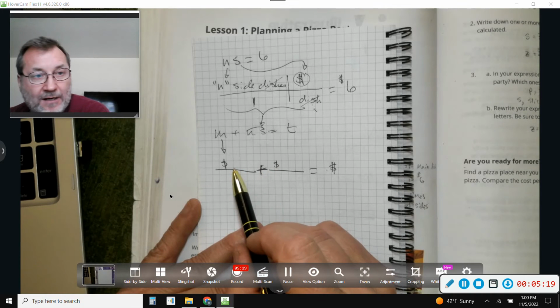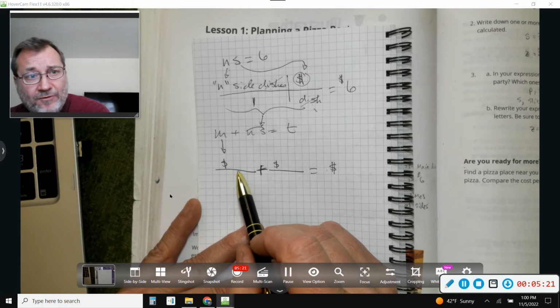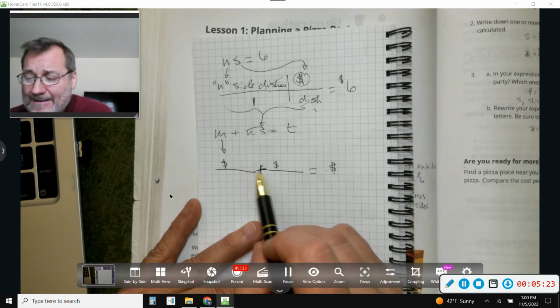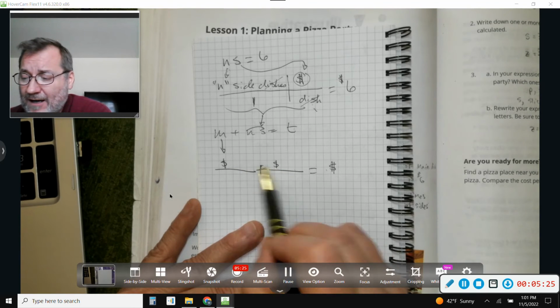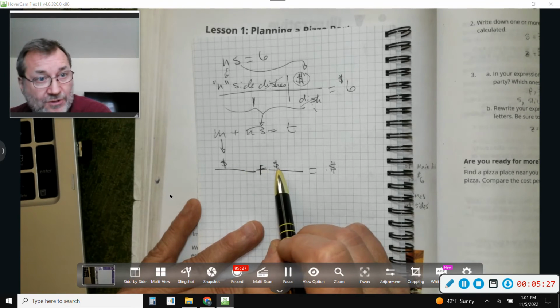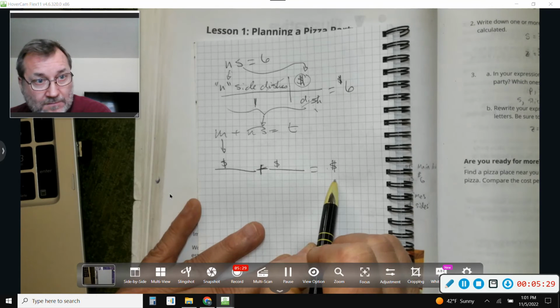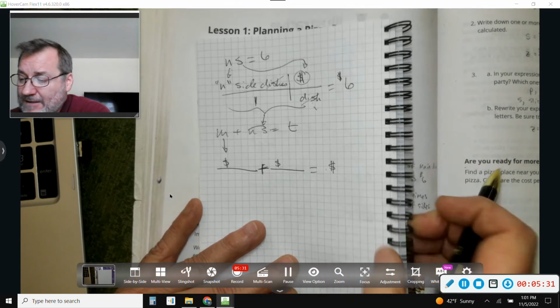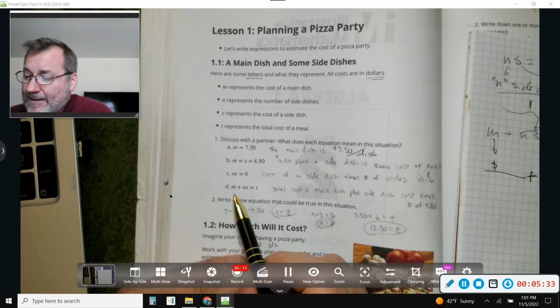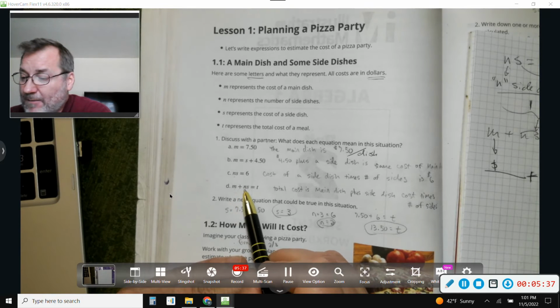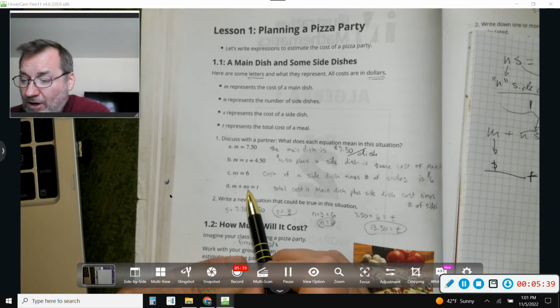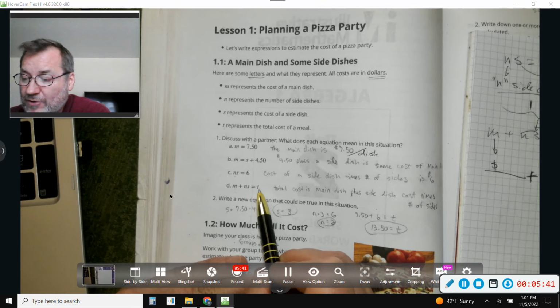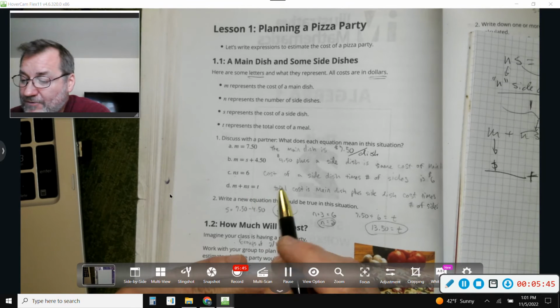It's the old adage where you have to add apples to apples and oranges to oranges. That's the idea here. You have to make sure that you have continuity amongst those units so that you'll get a correct answer. All right? So that's the big thing to pick out from those. And again, M just stands for the cost of the main dish plus the number of side dishes times the cost of a side dish equals your total that you're going to have for that serving.